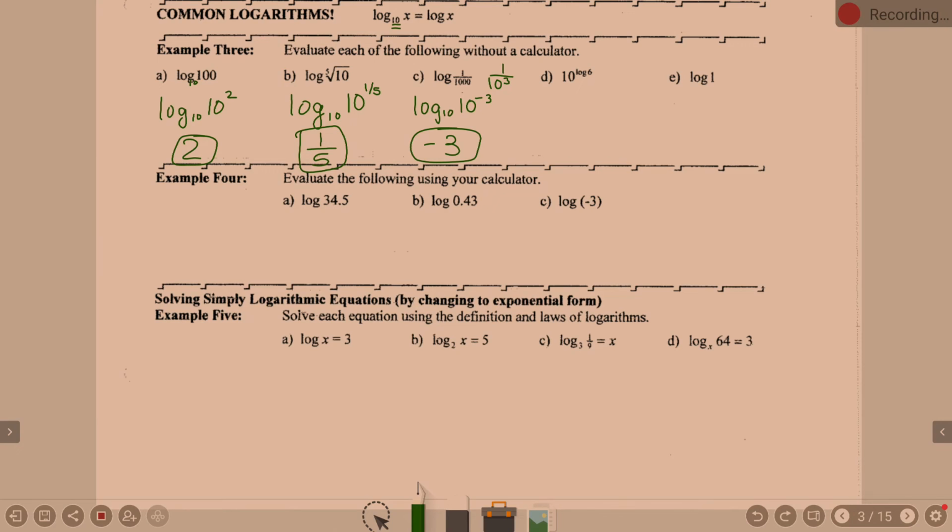D, 10 raised to the log of 6. It's 10 raised to log base 10 of 6. What is this equal to? 6. Because the 10s match, it's equal to whatever's on the inside of the log. E.